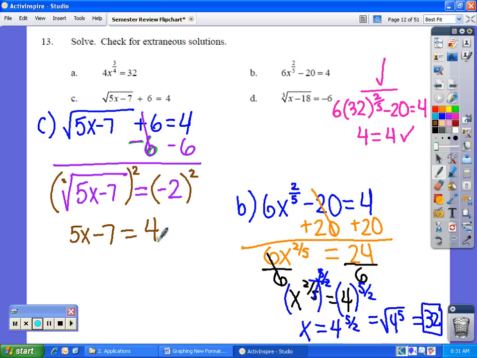Remember, if you don't put the negative 2 in parentheses in your calculator, it's going to give you an answer of negative 4. But always remember that a negative times a negative is a positive. So when you are squaring the negative 2 in your calculator, don't forget the parentheses. So we add 7 on both sides. Divide by 5, and we find out our answer is 2.2.